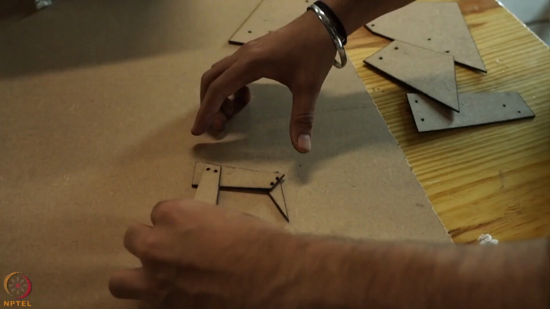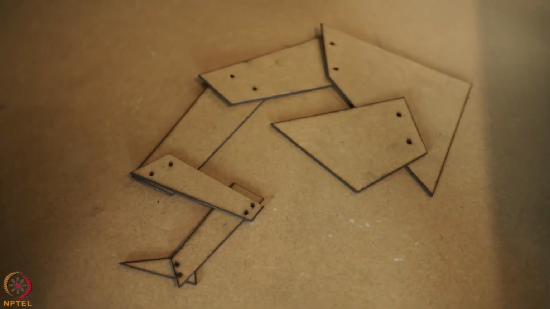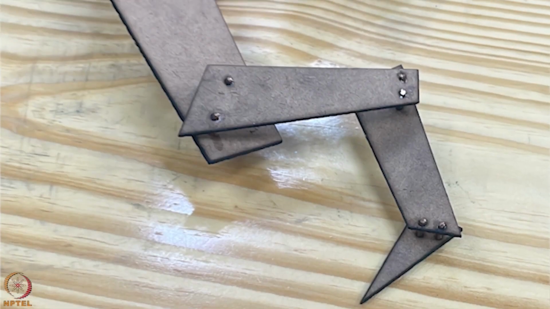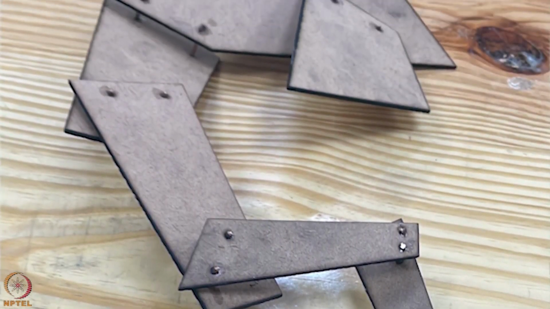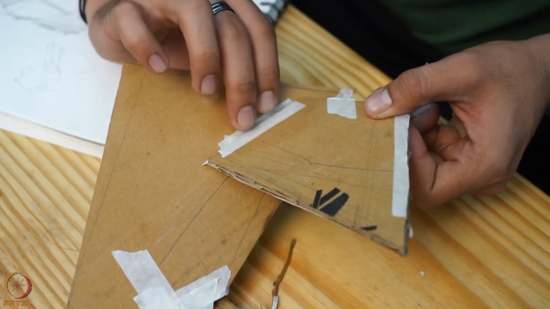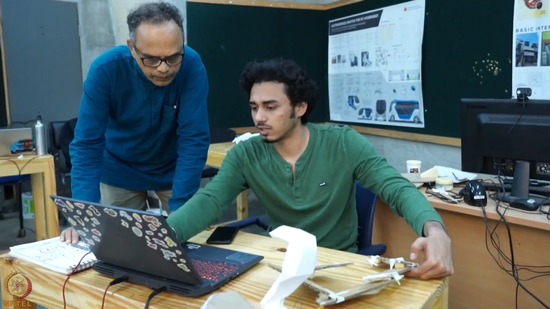Then for the final sculpture, I took the slithering movement of the snake, and with wires, I did some doodling and was trying to find what would be the perfect sculpture for it. So the first two depicted ferociousness, and the other two depicted the slithering movement of the snake. Slithering was kind of elegance. So I chose the slithering movement, and then I made this cardboard model, which is kind of abstract.